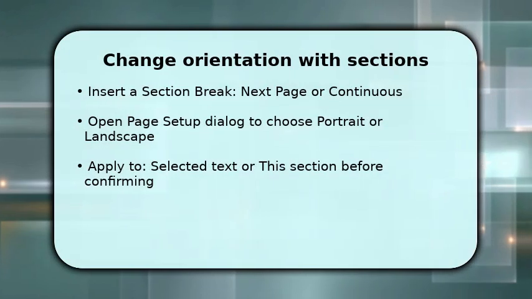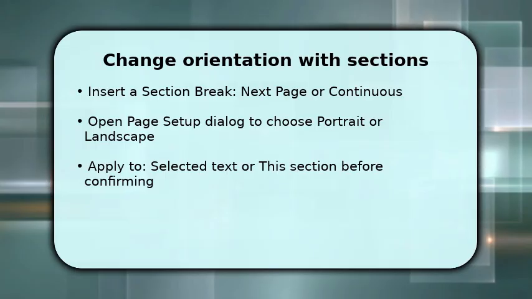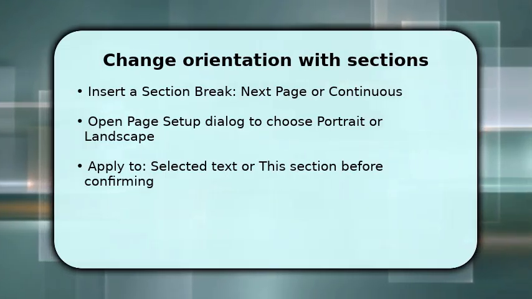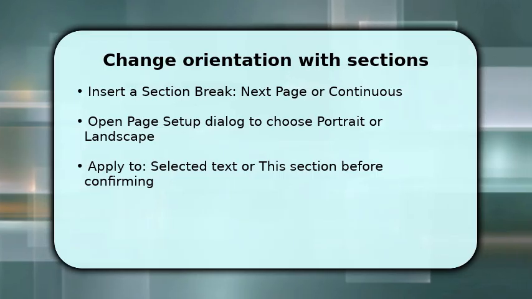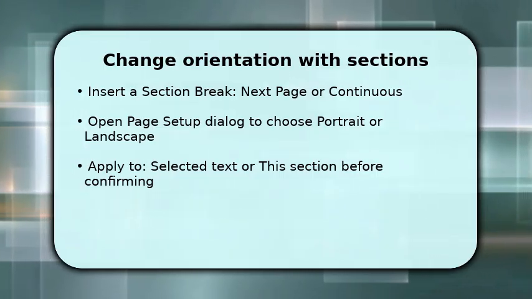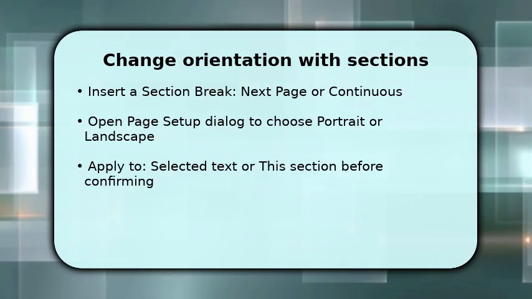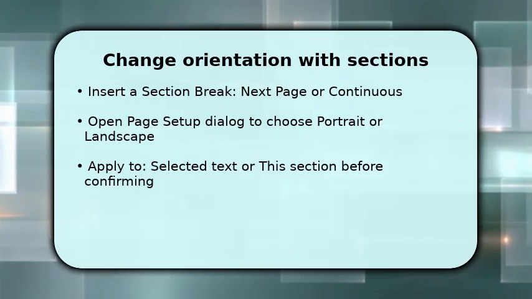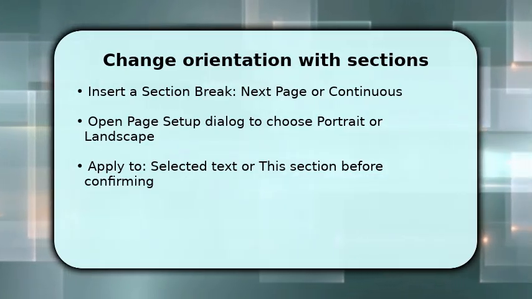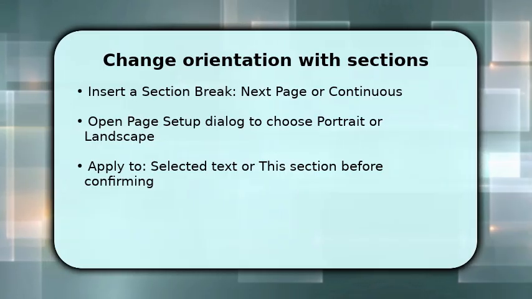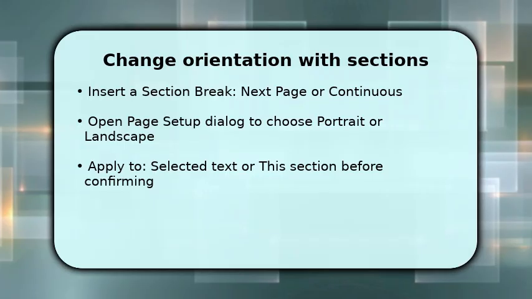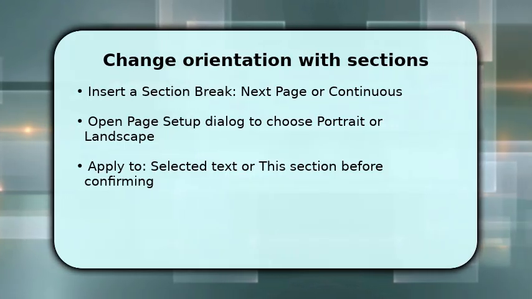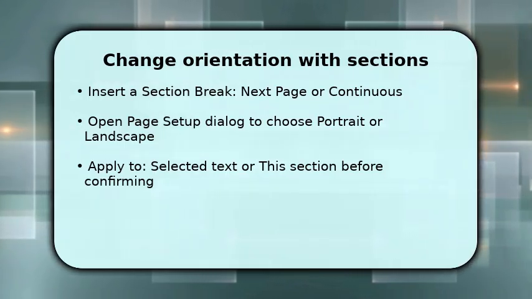Now you insert a section break. Choose Next Page if you want a fresh page or continuous to keep the flow. Once the section is created, open the Page Setup dialog by clicking the small launcher in Page Setup or using the Orientation drop-down. Select Portrait or Landscape to change how the page prints and displays. Make sure the Apply to field is set to this section or selected text so only that section changes. Then click OK to implement the new orientation.